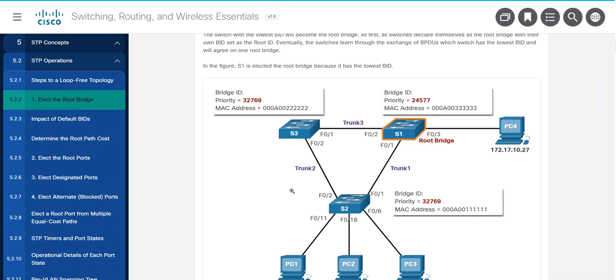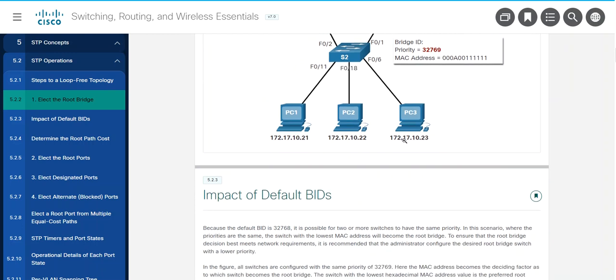So in this particular scenario, you have the priority value of switch 3 is 32,769. You have the same thing here for switch 2, and then for switch 1 it's 24,577. So that would become the root bridge. That's your first step in the spanning tree protocol, is determine the root bridge.